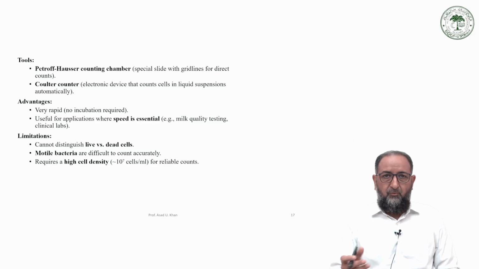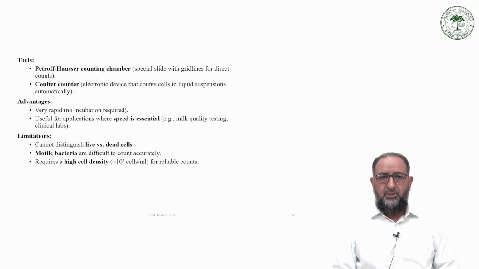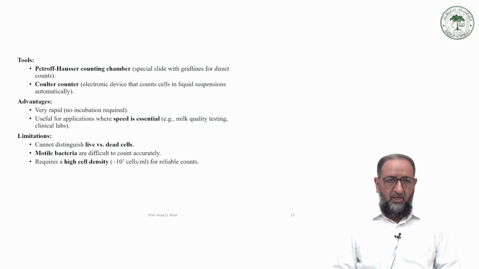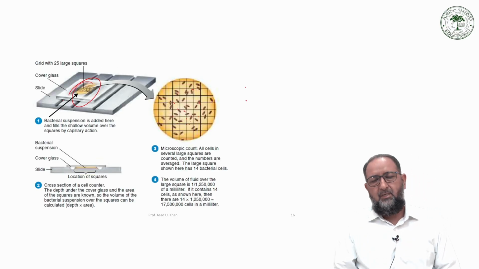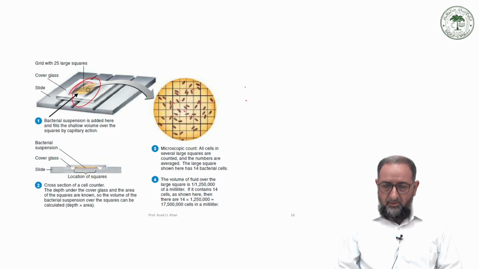So the tool, what is this called? It's called the Petroff-Hausser counting chamber. It is a special slide, just like we have shown earlier. This Petroff-Hausser counting chamber is basically the method where you can calculate the cells. In this chamber you can calculate the cells.